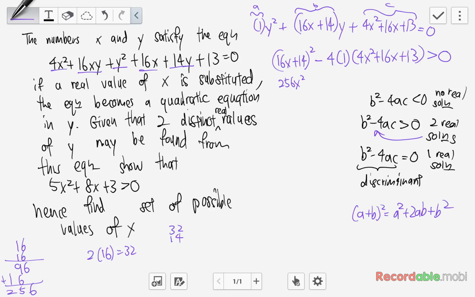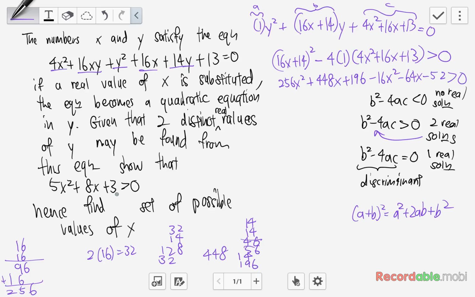So now this one would be 2 times 16 times 14, and 2 times 16 is 32, and 32 times 14 is 448, and I must remember there's an x here, so plus 448x. Plus 14 squared, so 14 times 14 is 196, so I have plus 196. Then minus 4 times 4, minus 16x squared, then minus 4 times 16 is minus 64x, minus 4 times 13 is minus 52, so this is greater than 0.